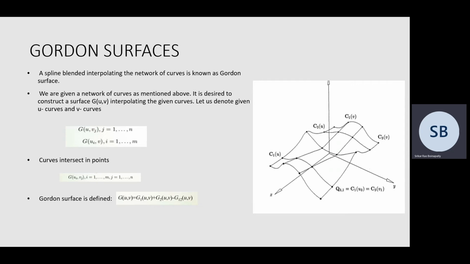Curves intersect at some points. That point is known as (ui, vj), where i runs from 1 to m and j is from 1 to n. The basic coordinate function is defined as g of u, v is equal to g1 of u, v plus g2 of u, v minus g12 of u, v. The meaning is that it's adding two surfaces and subtracting the third surface, the intersecting surface.